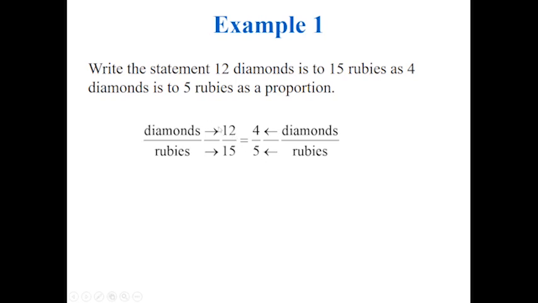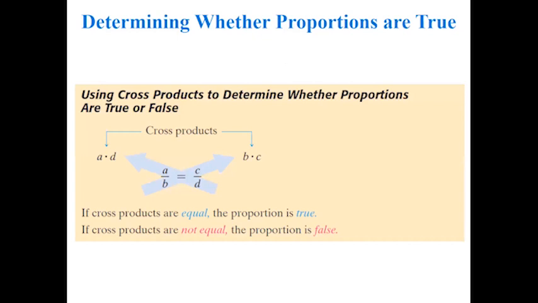Diagonally, 12 times 5 would have to be equal to diagonally 15 times 4. We're multiplying in a cross multiplication, cross multiplying. 12 times 5 is 60, 15 times 4 is 60. The cross products are the same. It's a true proportion. Now, that might have been confusing. This next slide is going to hopefully clear up what I just did.